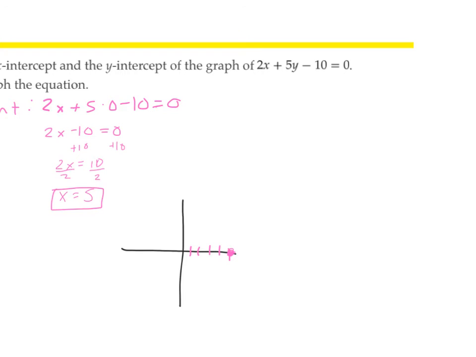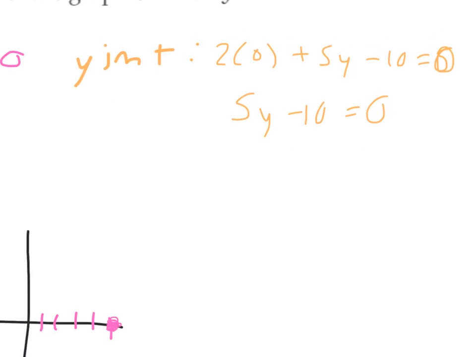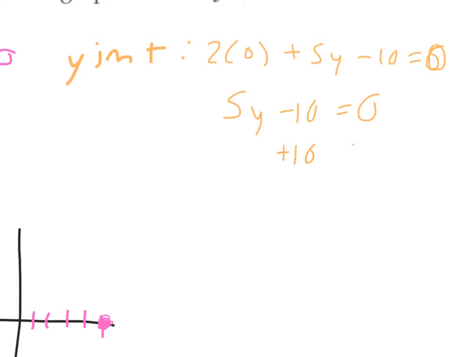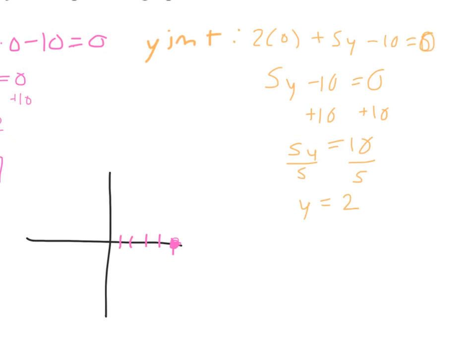Now we need to find our y-intercept. So for our y-intercept, we need to change our x to be 0. So we have 2 times 0 plus 5y minus 10 is equal to 0. 2 times 0 is 0, so then we're just left with 5y minus 10 is equal to 0. We add 10 to both sides. So 5y is equal to 10. We divide both sides by 5, so y is equal to 2. So our graph crosses the y-axis at 2.